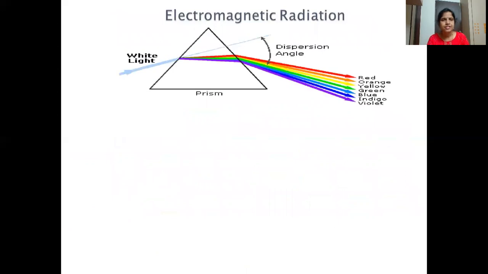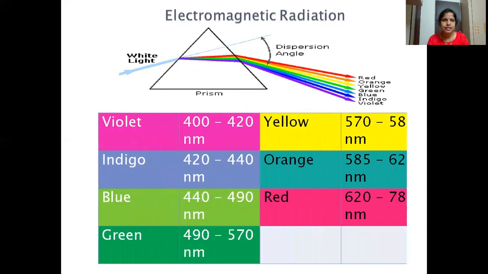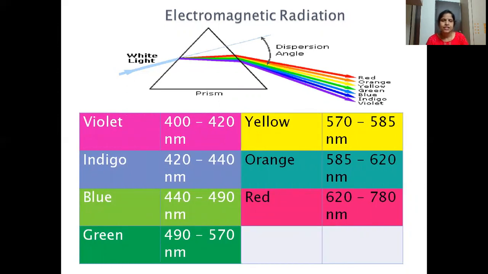This is white light falling on a prism and undergoing dispersion to give different colors, seven colors, which we call VIBGYOR: violet, indigo, blue, green, yellow, orange and red. All these colors are visible to us. All these colors have different wavelengths also. You can see the wavelength of red light is maximum, which is 620 to 780 nanometers. So red light has higher wavelength when compared to all other lights.